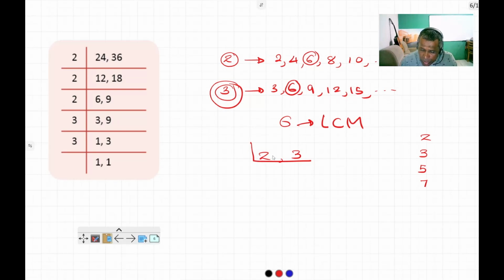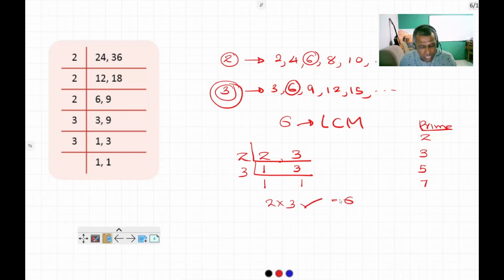First I am checking whether these two numbers are divisible by these prime numbers. Are these two numbers divisible? No, only 2 is divisible. I am taking 2. 2 divided by 2 is 1. The other is not divisible, so I keep it the same. Next I am taking 3. This is already 1, and this is already 1. Now we multiply 2 times 3. We get 6. That is how we get 6.